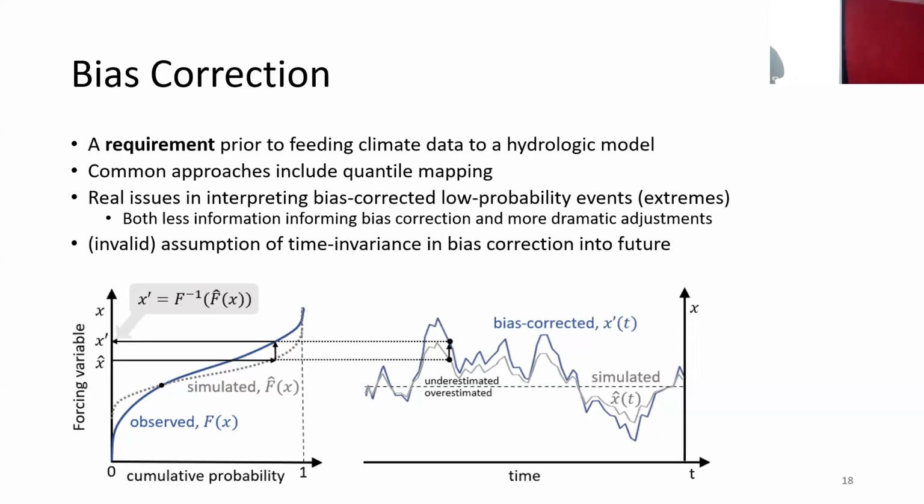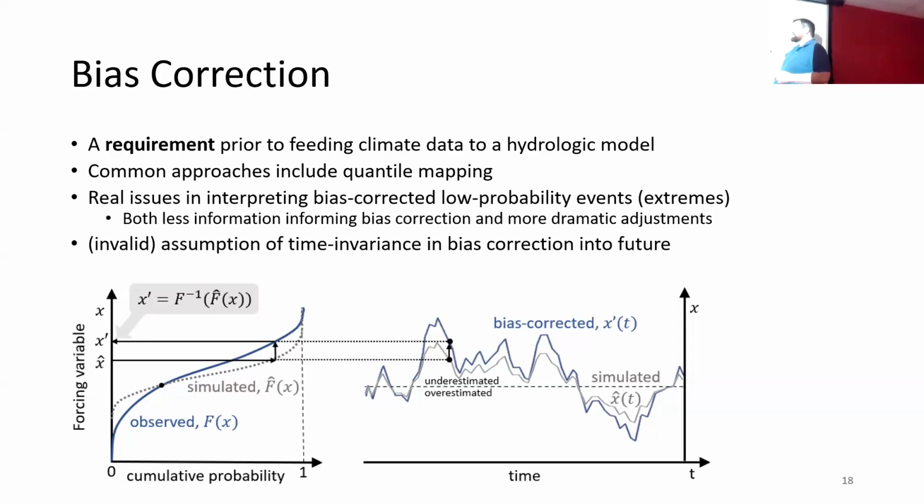But the key here is, because this is an empirical CDF, we might be running the model only 50 years, 75 years in the past, where we have iffy data as we go further and further in the past. And we're doing a bias shift at the extremes of this empirical CDF that is itself uncertain. And so this bias correction is dramatically adjusting often the extremes of our distribution, which is, again, as hydrologists, the stuff we're interested in. So we have real issues in interpreting low probability events, these extremes. There's less information informing bias correction, because we might only have one or two events with a low exceedance probability. And it also requires more dramatic adjustments between our climate model and our data.